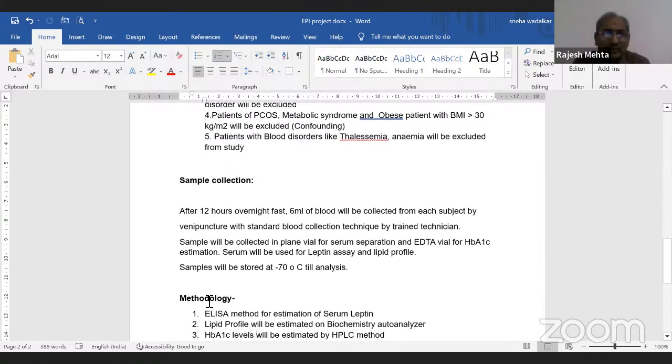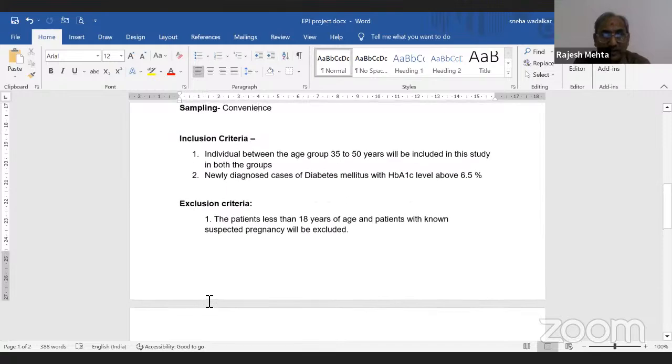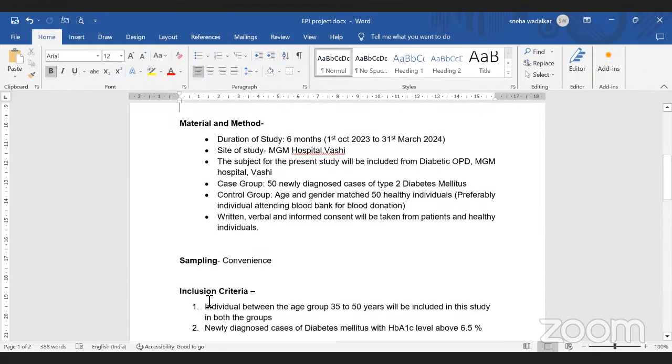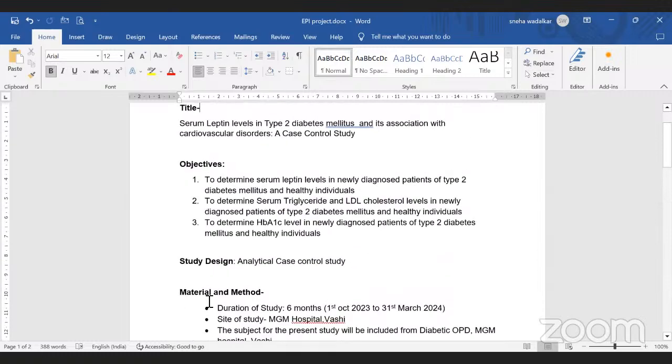No, that is okay. But I ask you one question. What is your hypothesis? What will be your answer? Sir, my hypothesis is that serum leptin level is definitely on the higher side in type 2 diabetes mellitus patients, and it may lead to cardiovascular disorder. These patients have more tendency because it might affect LDL metabolism that leads to cardiovascular complication.